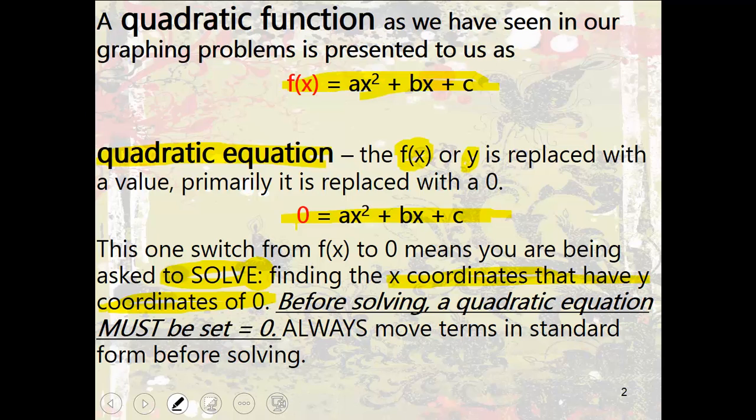Now, before you start this whole process, you must make sure that you get your quadratic equation set to 0. It could mean that you have to move things to the other side of the equal sign, but you have to do that before you try and solve. Otherwise, things will go haywire.